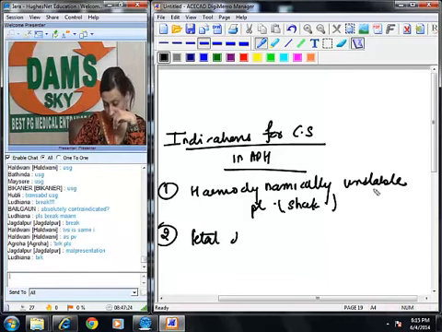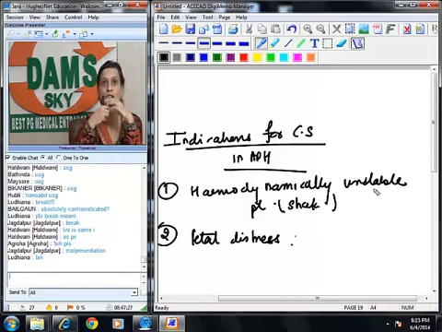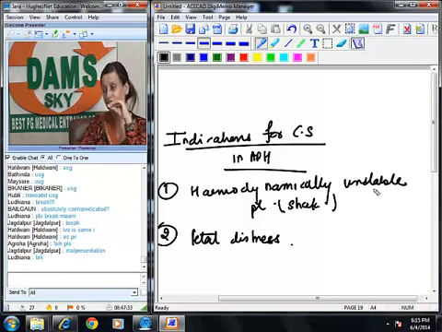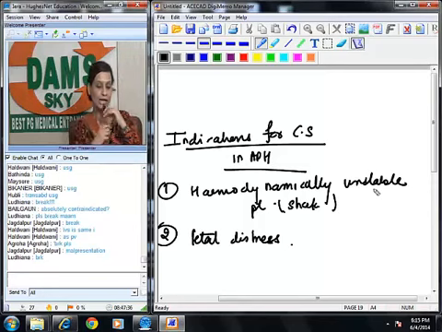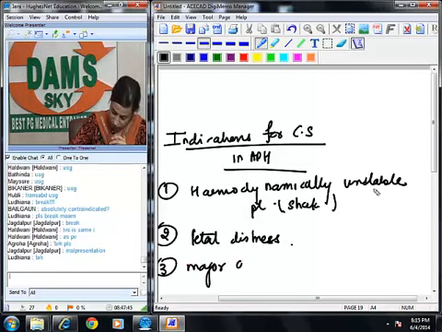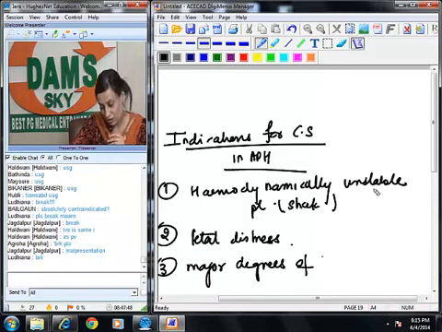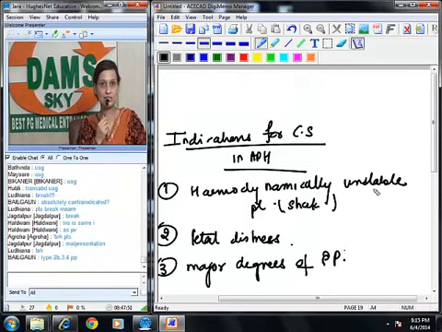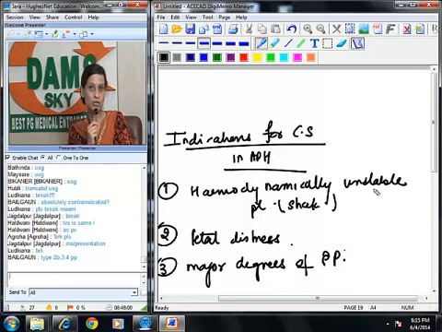Second indication is fetal distress. Right? So whenever the fetal heart rate is dipping, we have to urgently deliver the baby, because if we don't do so, the baby will die in utero. And the only method to quickly deliver the baby is by doing a cesarean section. The third indication is major degrees of placenta previa. So we just did, very good, type 2B, type 3 and type 4. So any time if there is a major degree of placenta previa, then again what we are going to do is a cesarean section. Now these indications that I have written are specific to APH.